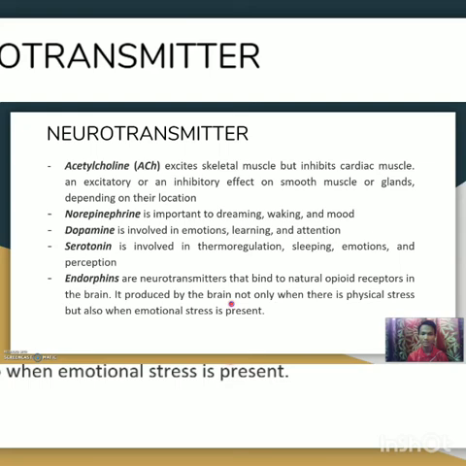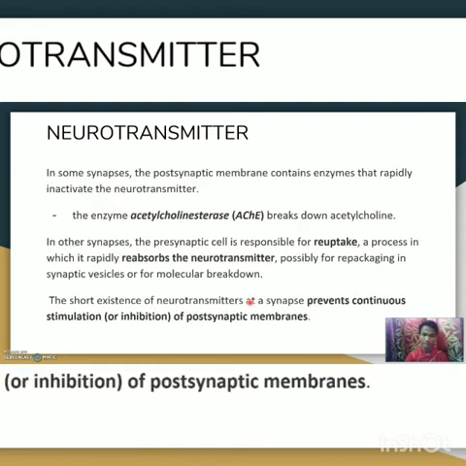Lastly, endorphins are neurotransmitters that bind to natural opioid receptors in the brain. They are produced by the brain not only when there is physical stress, but also when emotional stress is present. Next, move to the next slide.